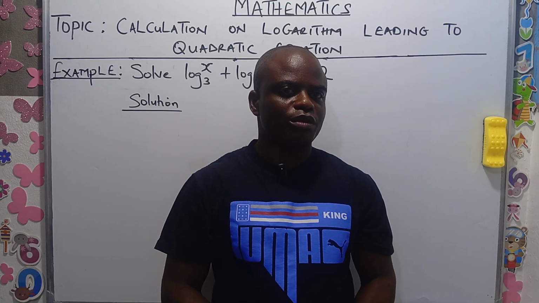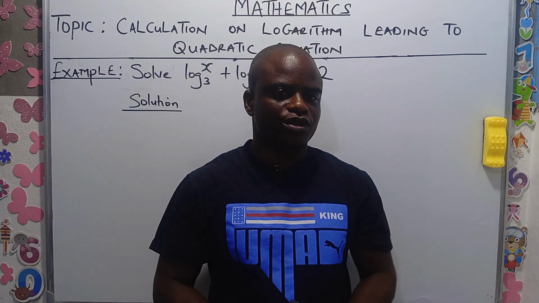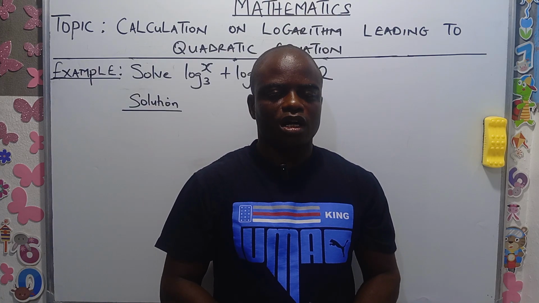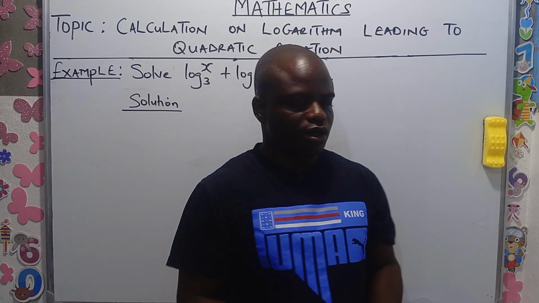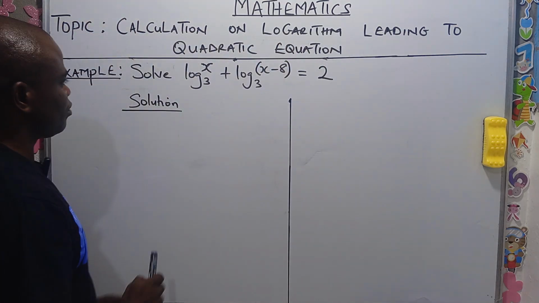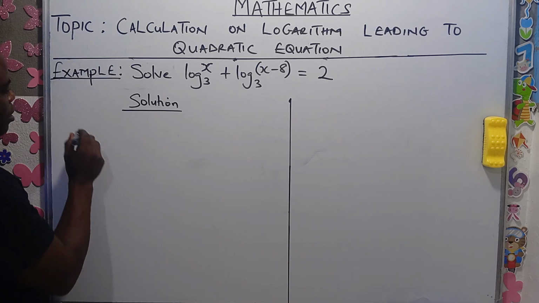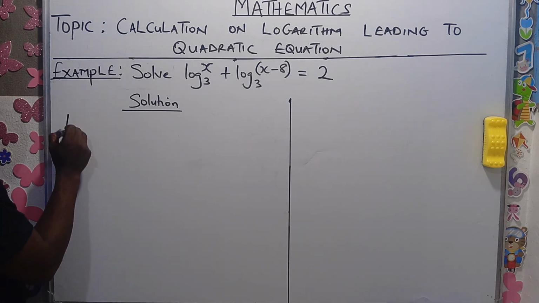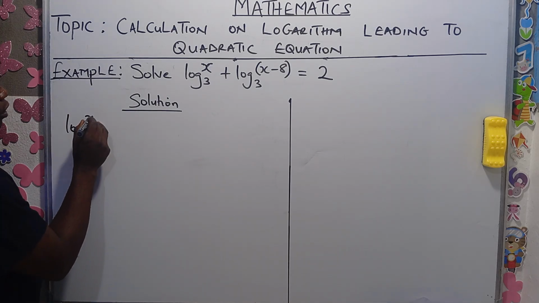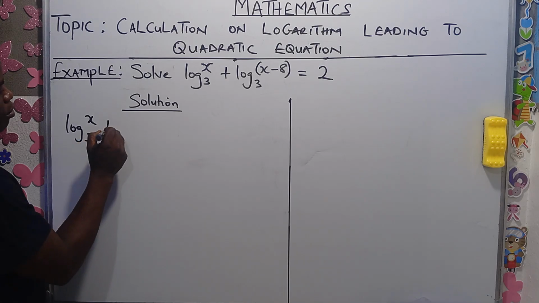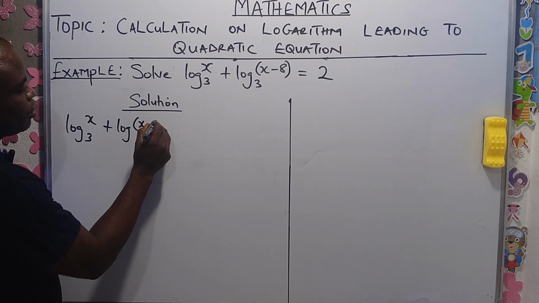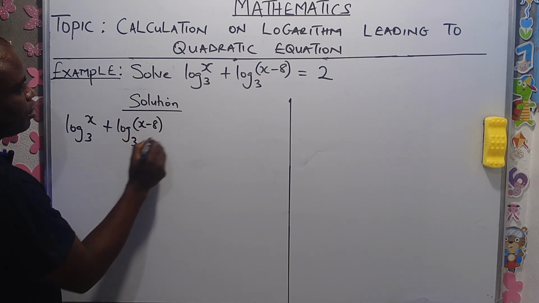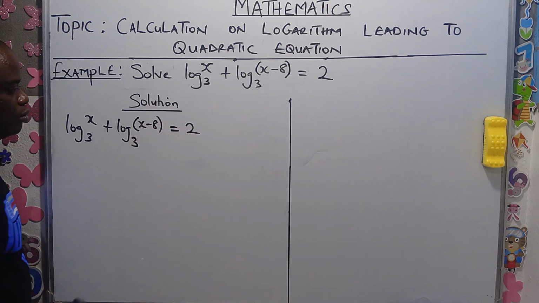Today we want to solve a problem on logarithm leading to quadratic equation, and we are going to apply the laws of indices likewise. Okay, let's see what's on the board. The question says we should solve log x base 3 plus log x minus 8 base 3 equals 2.